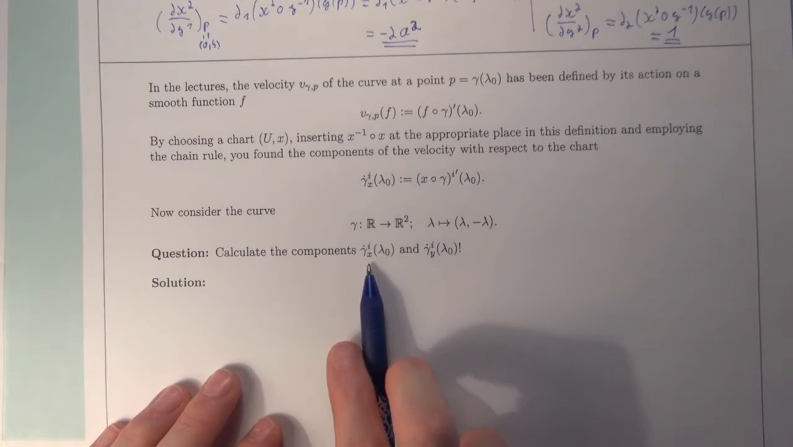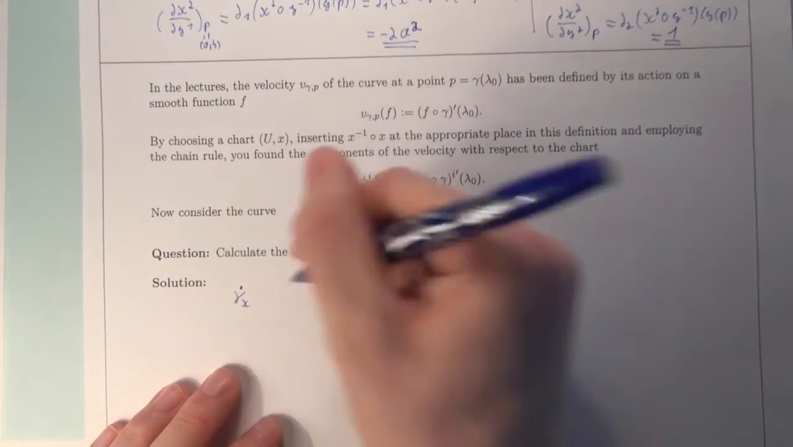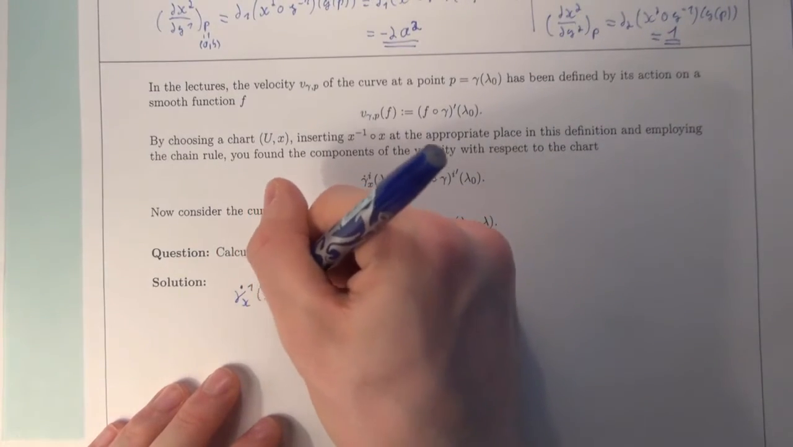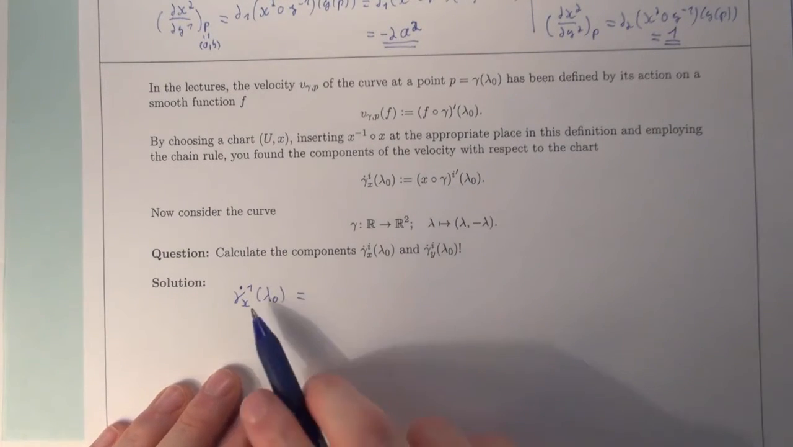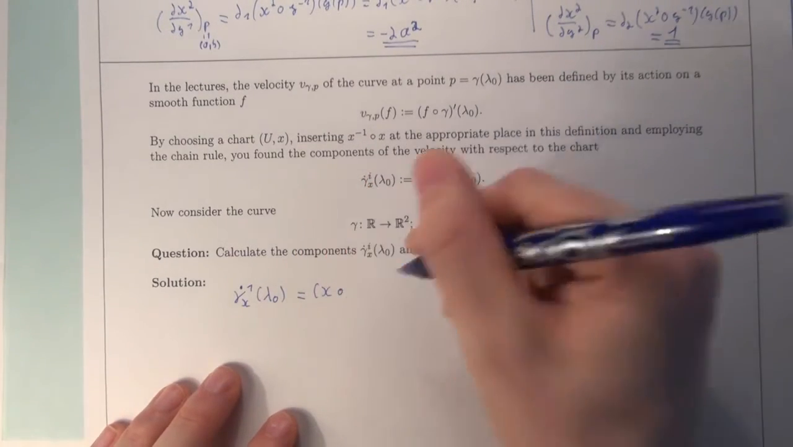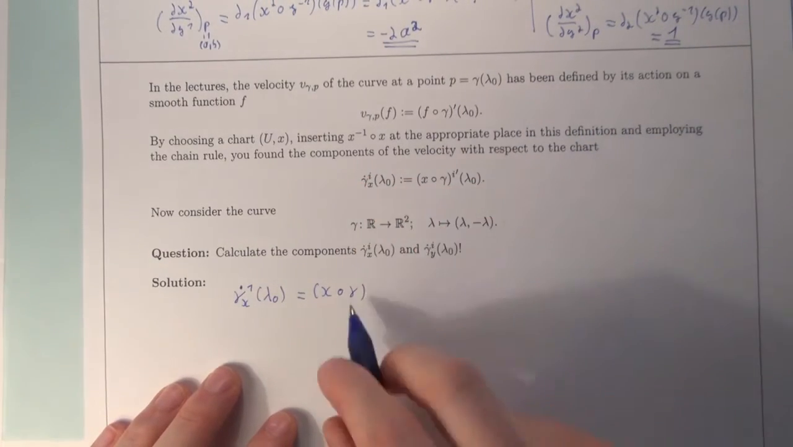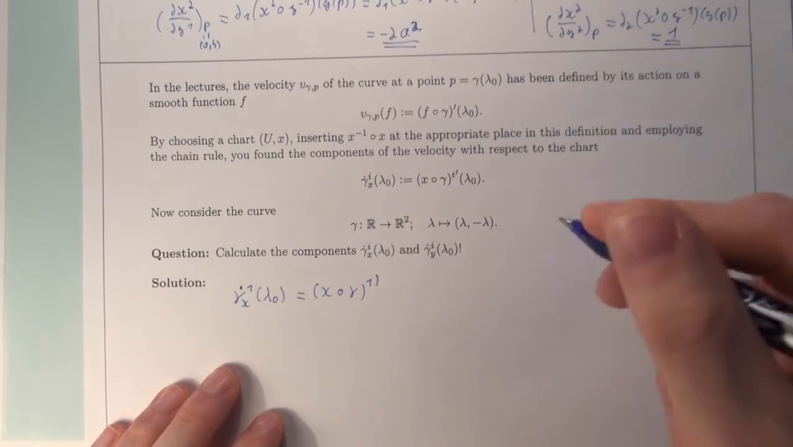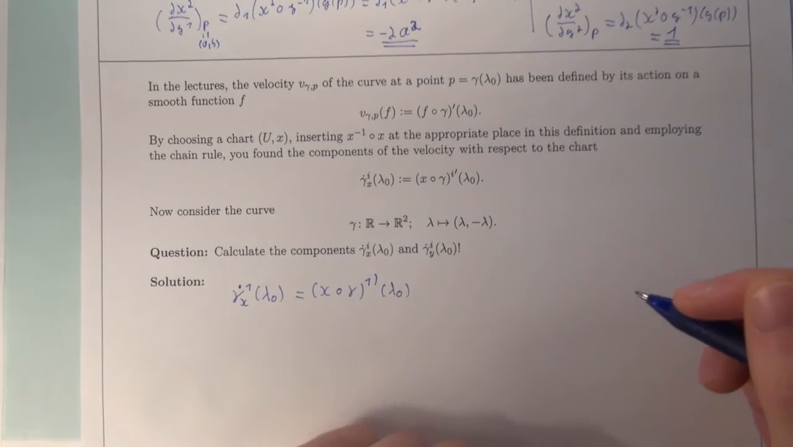We'll start with the components in the x map, gamma dot x, and here the first component at the parameter value lambda naught. By the definition of this abbreviation, this is the coordinate map after the curve gamma, first component, the derivative of this, evaluated at parameter value lambda naught.